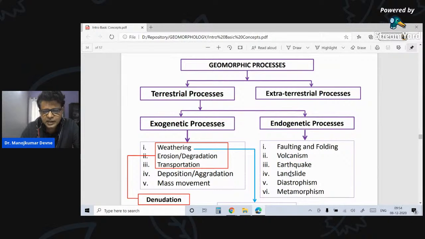Volcanism, earthquakes, and landslides happen very, very fast. On the other hand, you will see that faulting and folding happen very, very slowly. Diastrophism are slow movements, and metamorphism is also very slow. So, on a broader scale, these are the major types of endogenic or endogenetic processes.